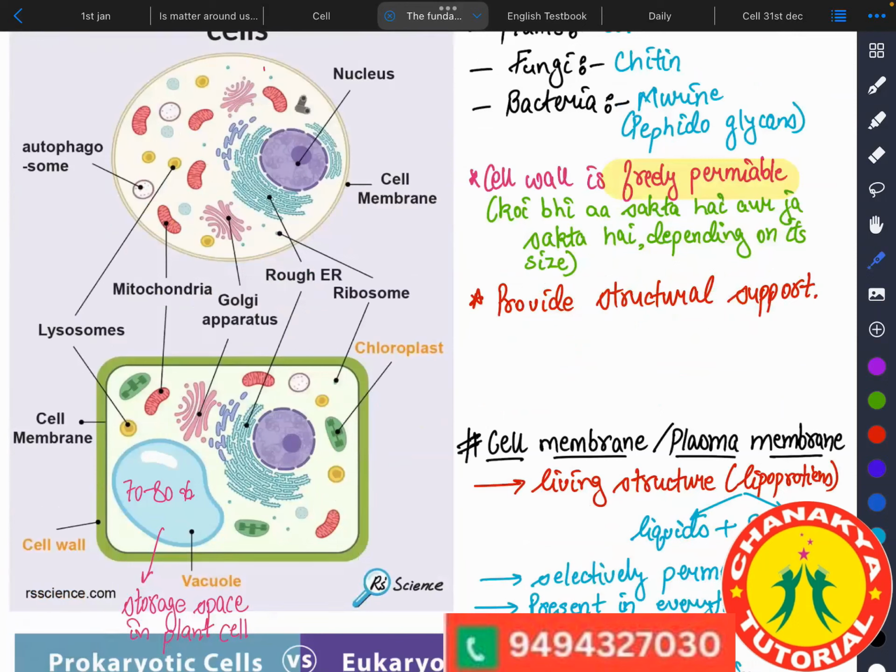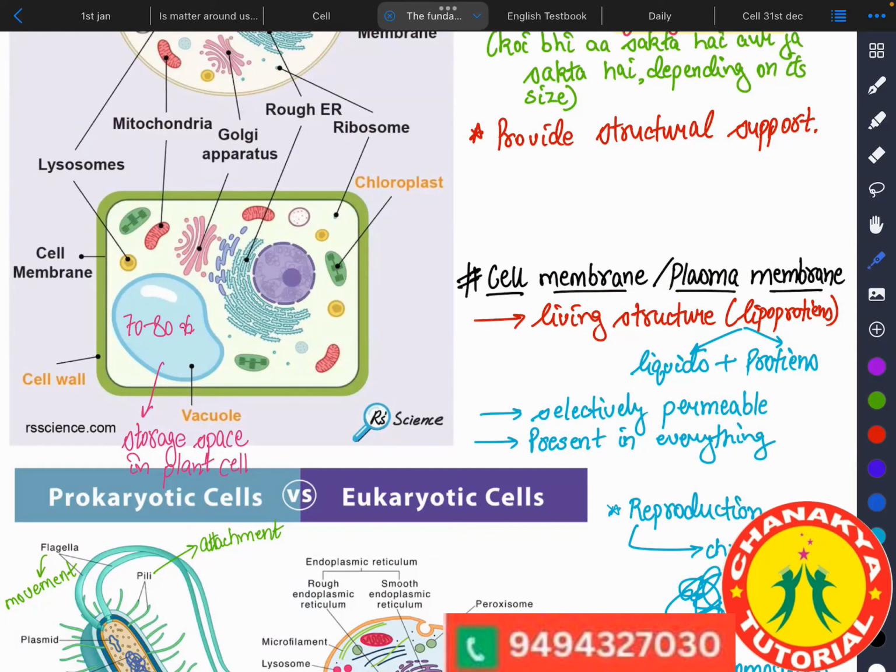Basically, the work of the cell membrane I will come to later in the class today. Cell membrane is present in all organisms, whereas cell wall is present only in the plant cell. And there exists a particular phenomenon named diffusion. Do you know about diffusion? The movement of particles from a region of high concentration to a region of low concentration.